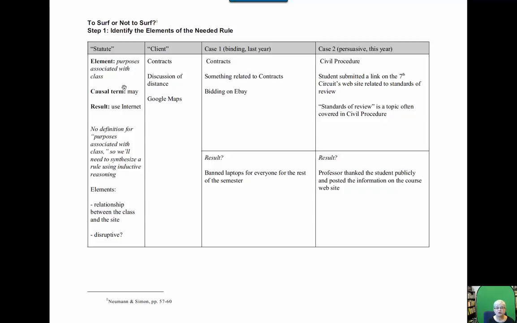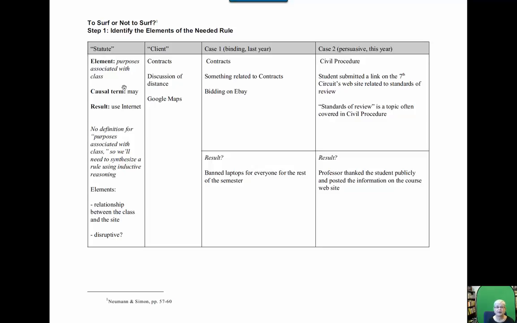So with this particular rule, purposes associated with class is not defined. And so we're going to have to synthesize a rule by looking at the times that the rule has been applied and what the result has been to get a sense of what the professor means by purposes associated with class.